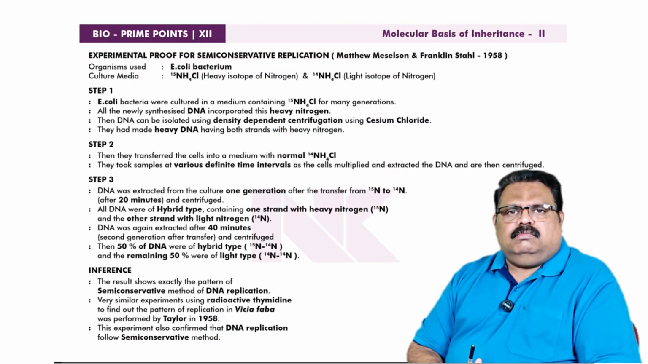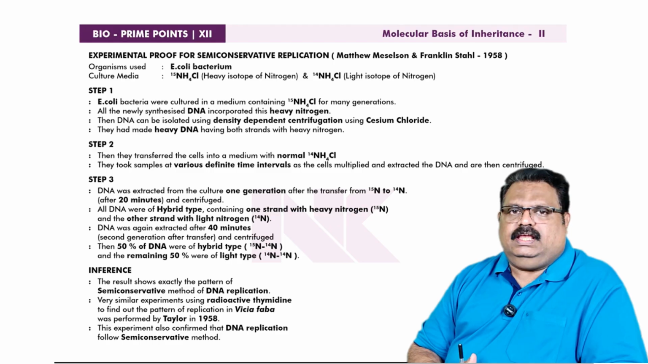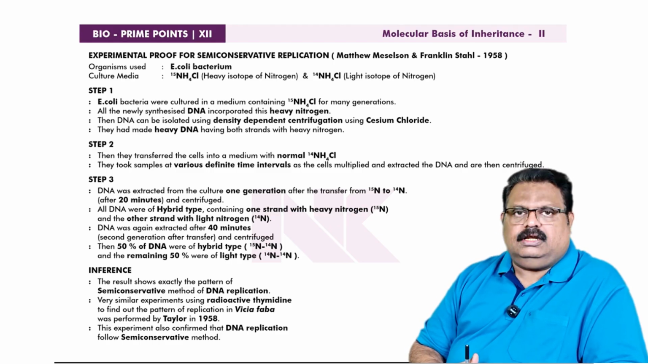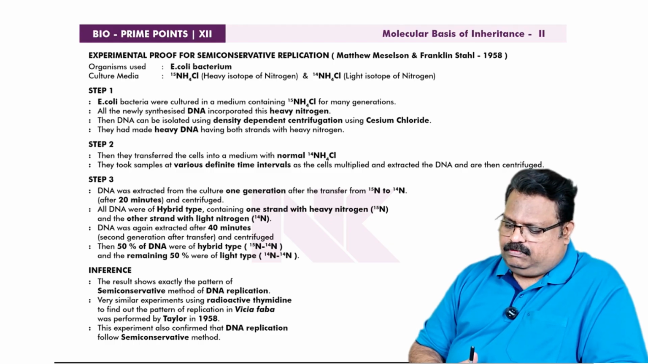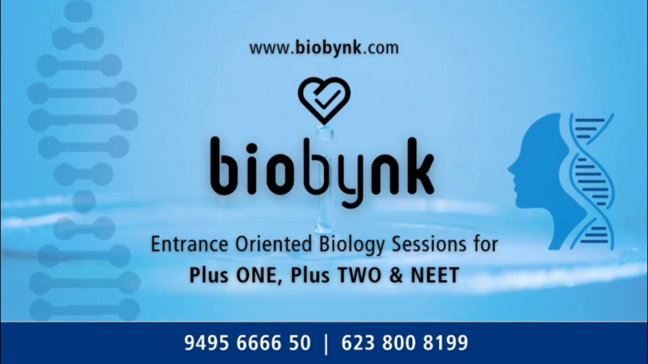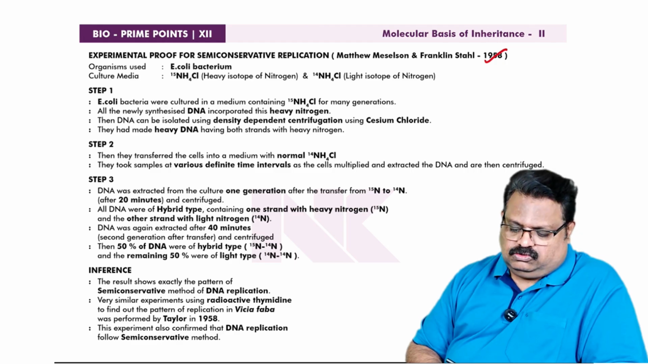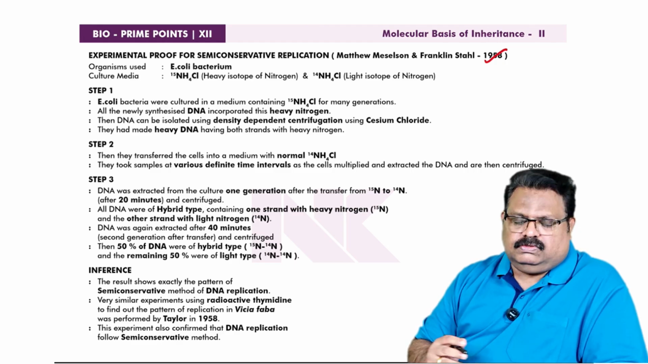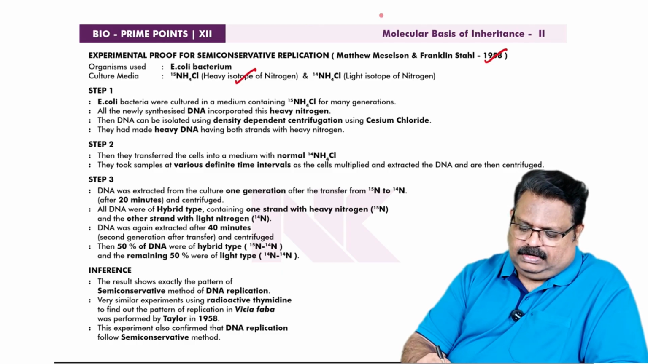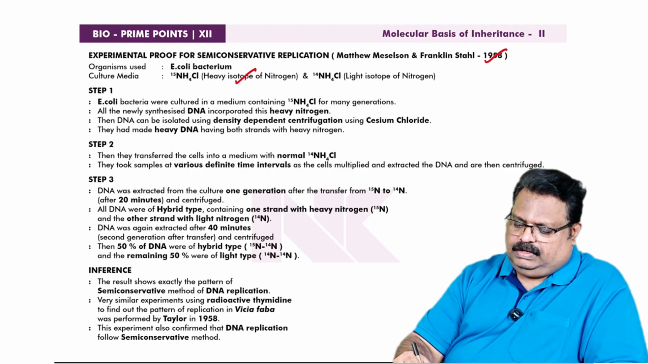Okay. Now there is one more experiment in this chapter describing the semi-conservative mechanism of DNA replication. It is an experimental proof for semi-conservative replication described by Matthew Meselson and Franklin Stahl in the year 1958. The organism used is the E. coli bacterium, and two types of culture media are used. In one, ammonium chloride with a heavy isotope of nitrogen, N15, in another ammonium chloride solution with a light isotope of nitrogen, N14.